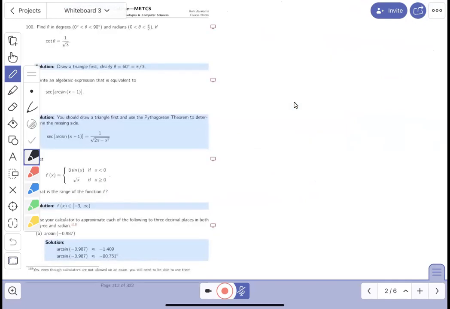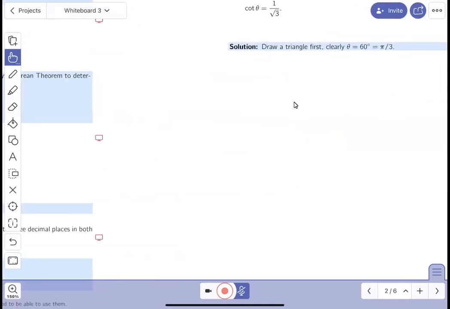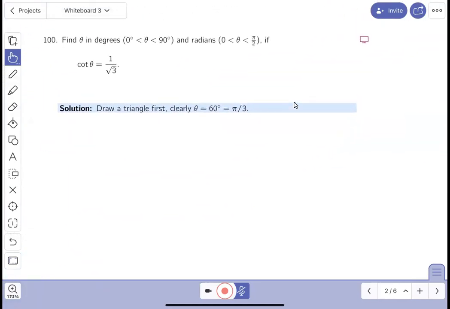Ah, that's a gift. Let's take a look at what the gift is. This is 100. And let's see. Find theta in degrees, and they say theta is between 0 and 90 degrees. All right, let's write this down.